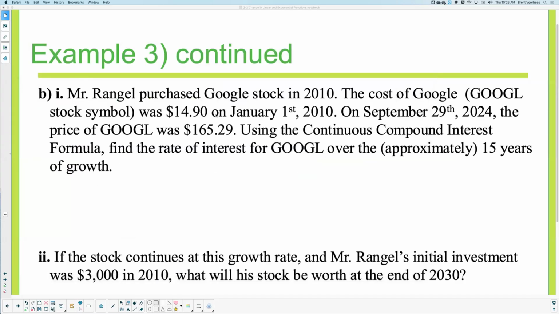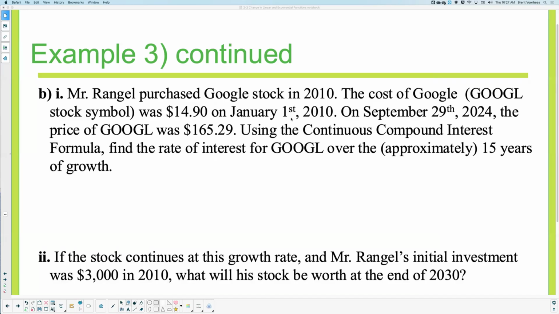Okay, let's do the problem. The cost of Google was $14.90 on January 1st, 2010. That's a fact. On September 29th, 2024, the price of Google was $165.29. That's also a fact. Using the continuous compound interest formula.